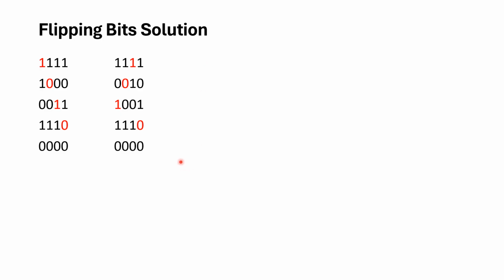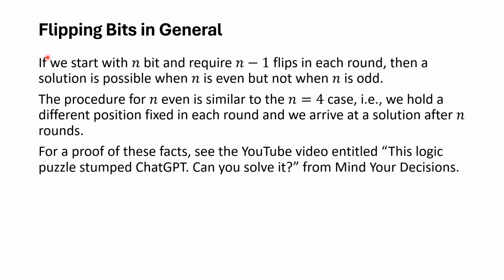Okay, so let's look at this more generally on the next slide, where we have a binary number with n bits in it. So here's the general problem. We start with n bits, and we require n minus 1 flips from 1 to 0 or 0 to 1, depending on the state of the binary number. In that case, a solution is possible when n is even, but not when n is odd. That's not obvious. It takes some work to prove that, and I'll give you a reference on this.